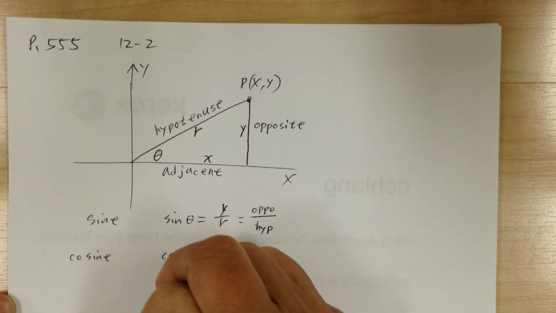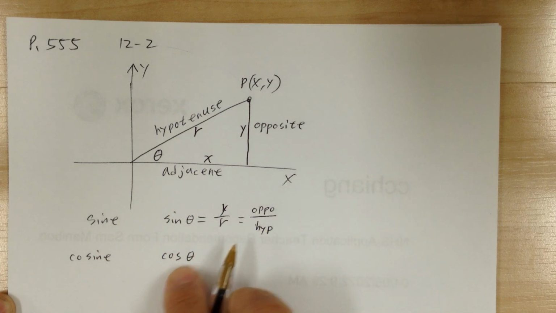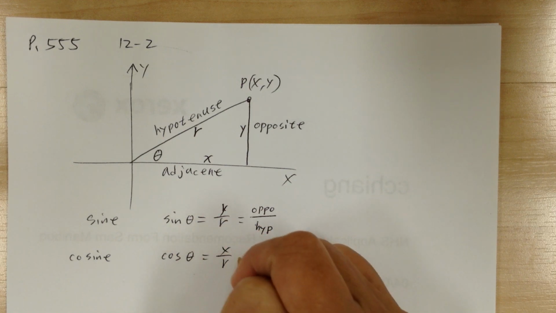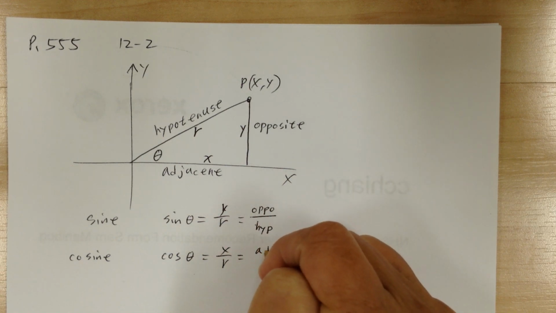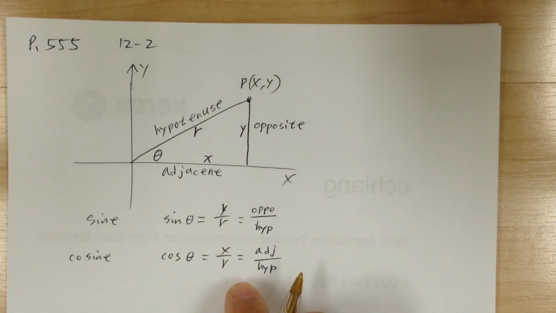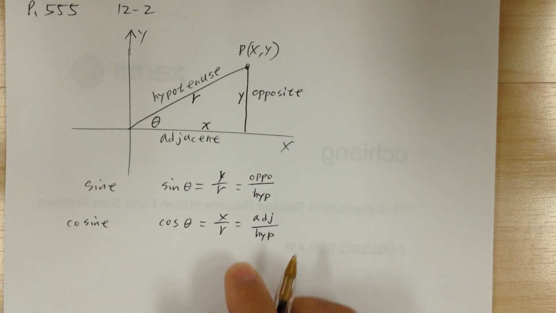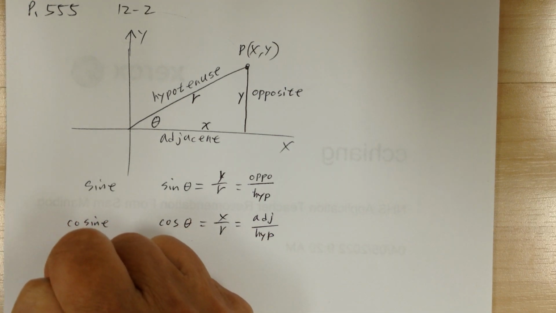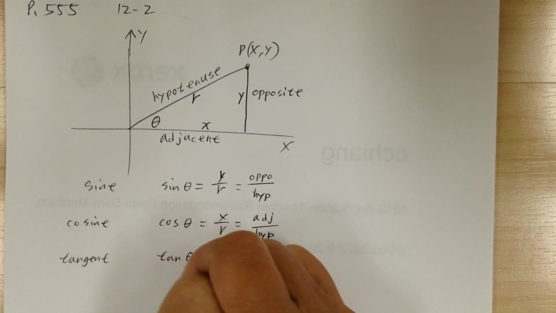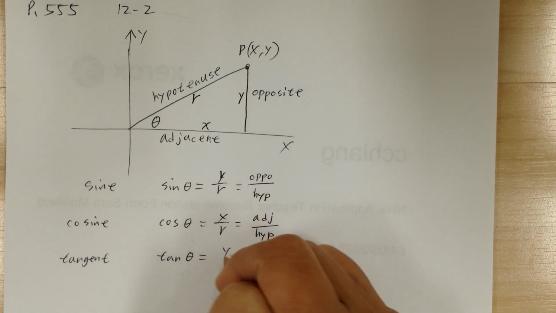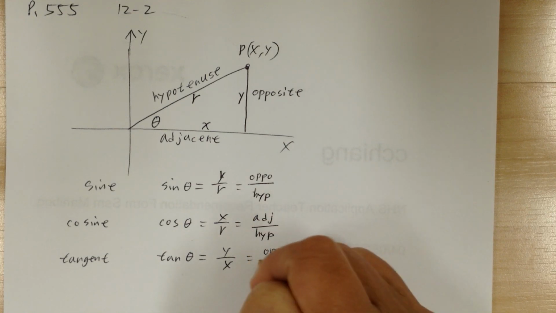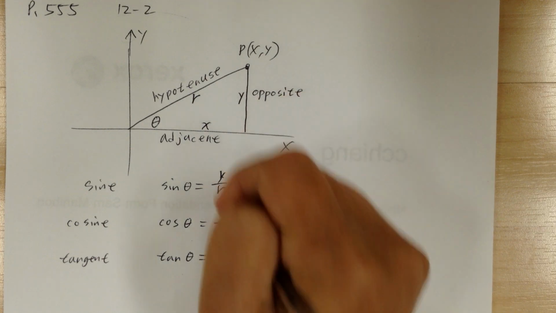And the cosine is a cofunction of sine. The abbreviation is cos. So these are the ratios. Cosine will equal x over r, which equals adjacent over hypotenuse. So these are things that you need to memorize. You need to commit this to heart. And tangent, abbreviation is tan. This is equal to y over x, so this would be equal to opposite over adjacent.